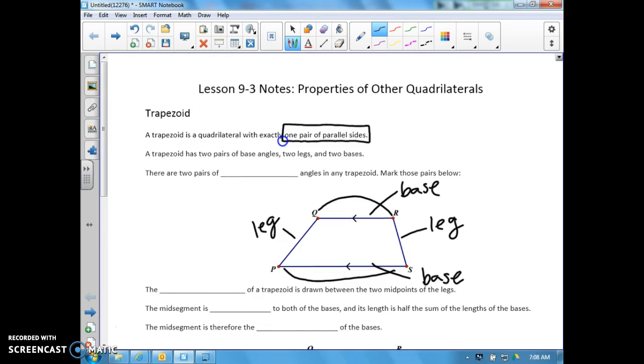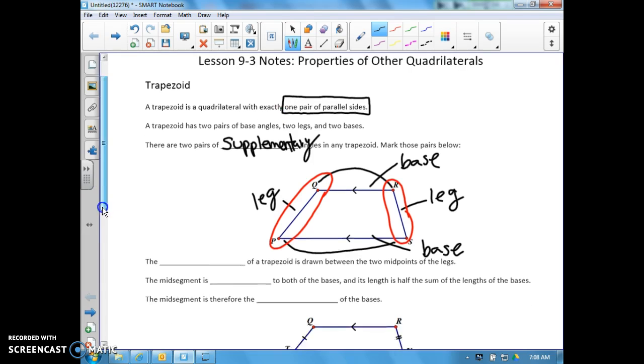There are also two pairs of supplementary angles in any trapezoid. Below, those pairs are P and Q and R and S. Notice the pairs are on the same leg but touch different bases. So each angle that touches the leg will be supplementary to the other. All right, let's keep going.